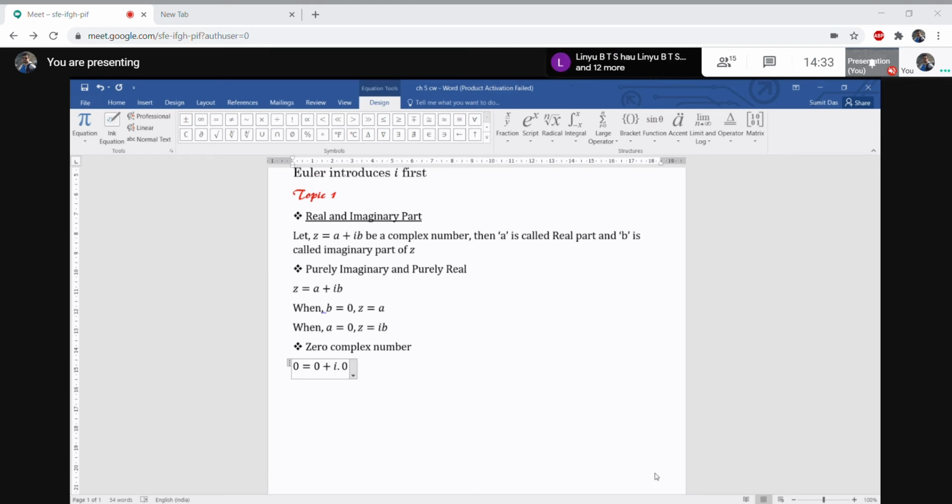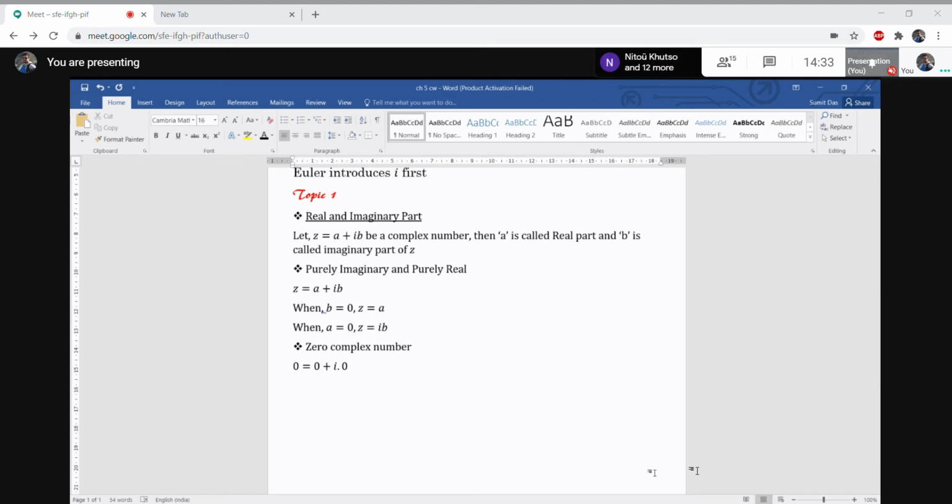Okay. So when will it be called the 0 complex number? If both the real and imaginary parts are 0, then it will be the 0 complex number. Okay, it will be the 0 complex number.